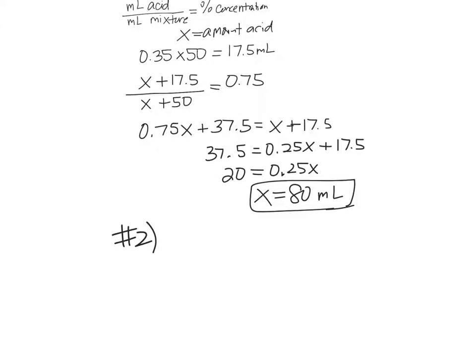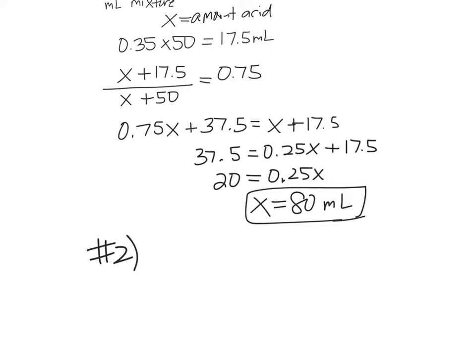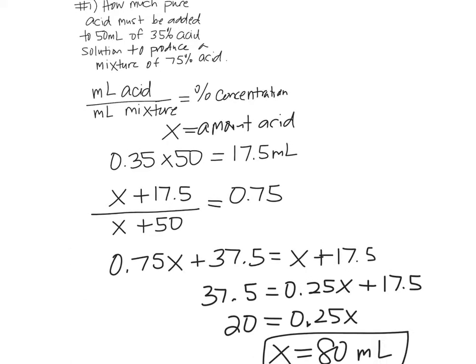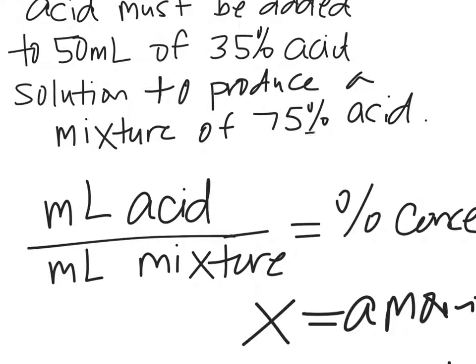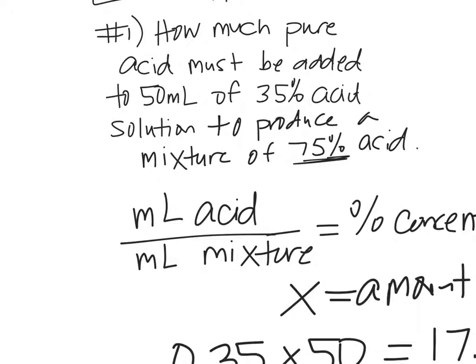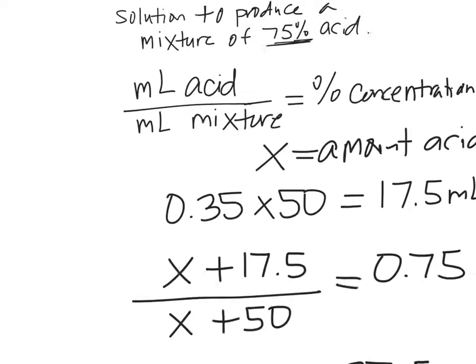What is what? Like the 75%. Oh. So we're trying to produce a mixture of 75% acid. That was our original problem.